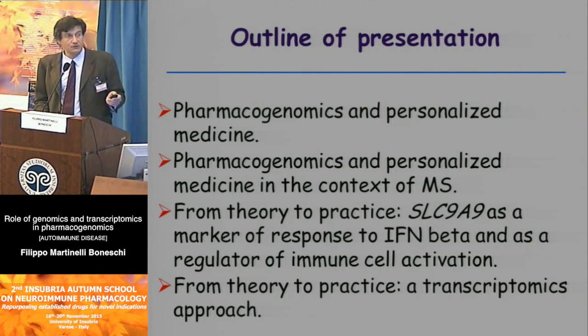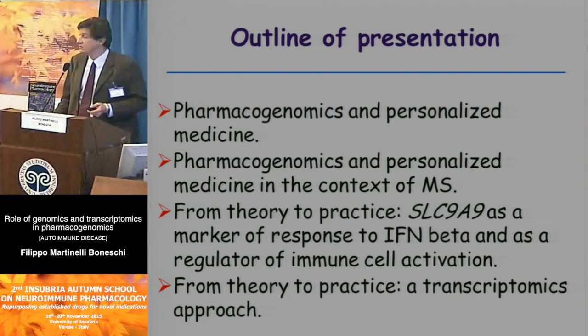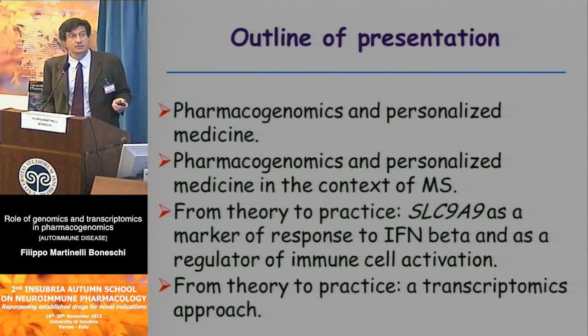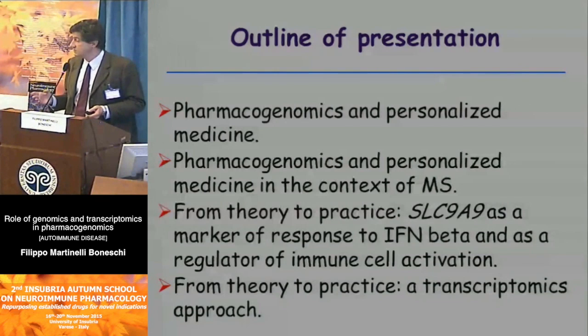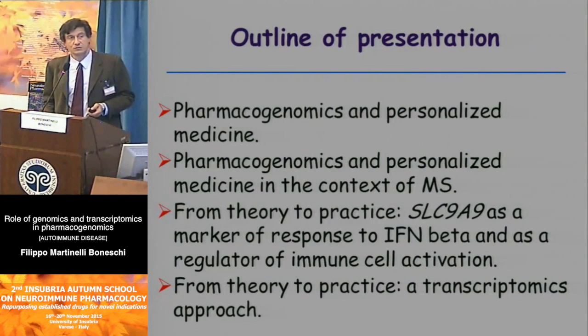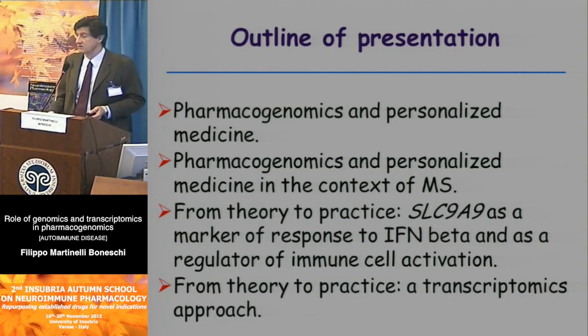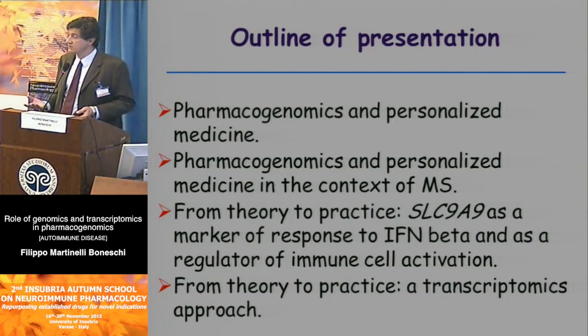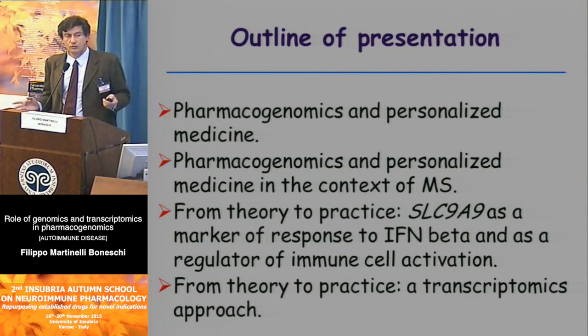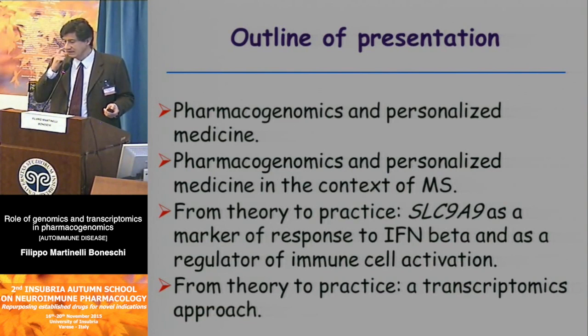In the first part, I will give you some definitions on pharmacogenomics and personalized and precision medicine, which is something that probably some of you have been, let's say, exposed to, especially in recent years. Then I will discuss pharmacogenomics in the context of multiple sclerosis, so in the context of an autoimmune or dysimmune disorder, let's say. And then I will give you 2 examples.